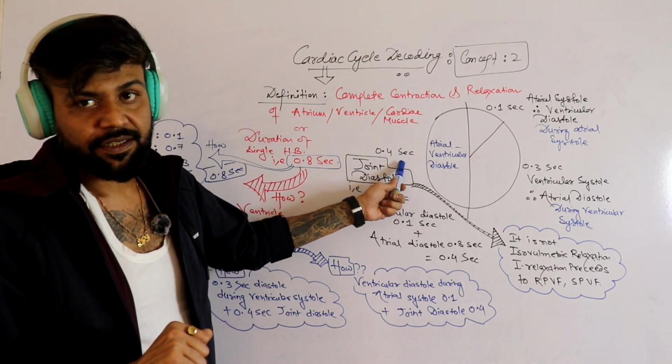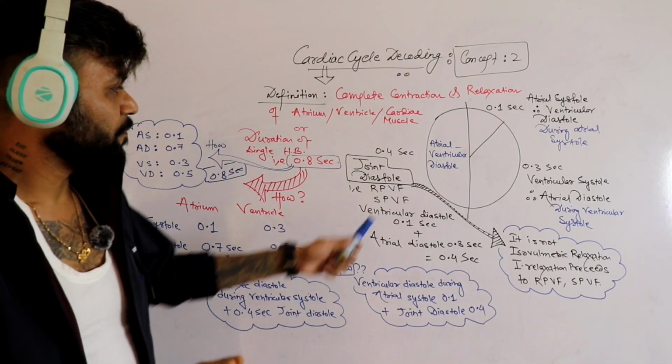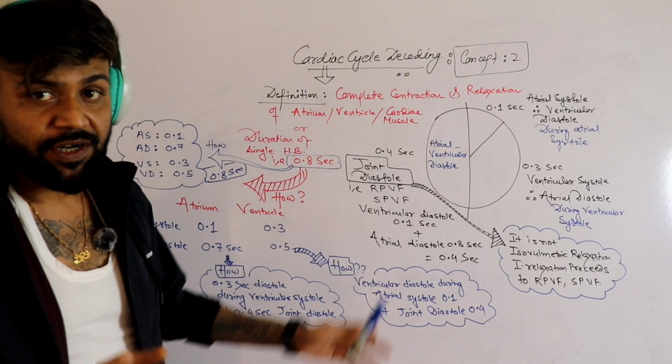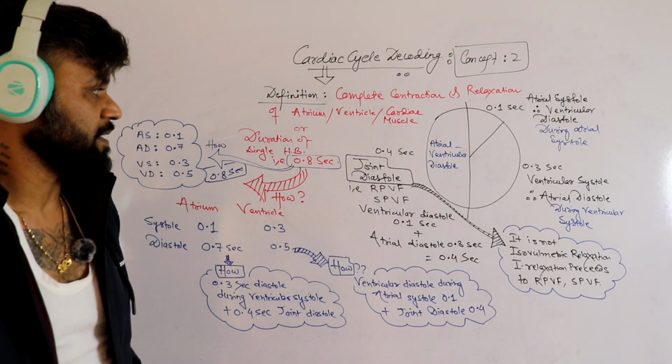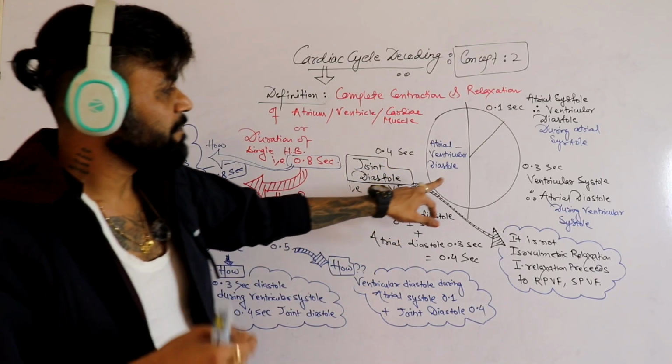And over here I have written atrial ventricular diastole, which means this is joint diastole we are talking about. This is 0.4 seconds. Now, why 0.4 seconds? You need to understand why this 0.4 seconds of joint diastole, and what is joint diastole? You also need to understand this. Now, 0.4 second is the diastole of atria as well as the ventricle.